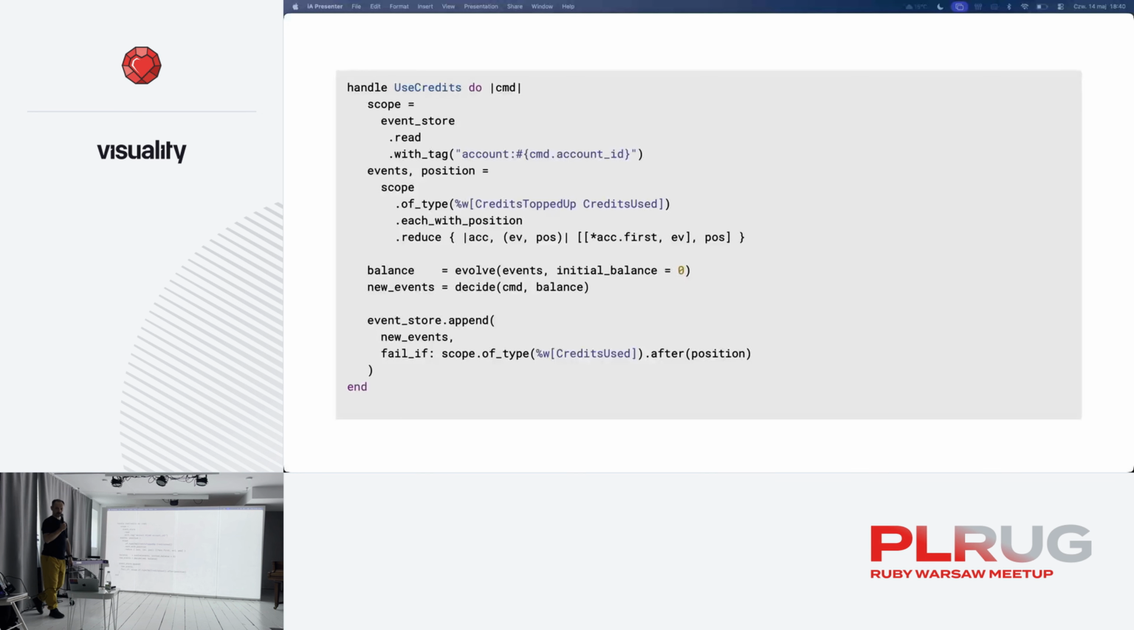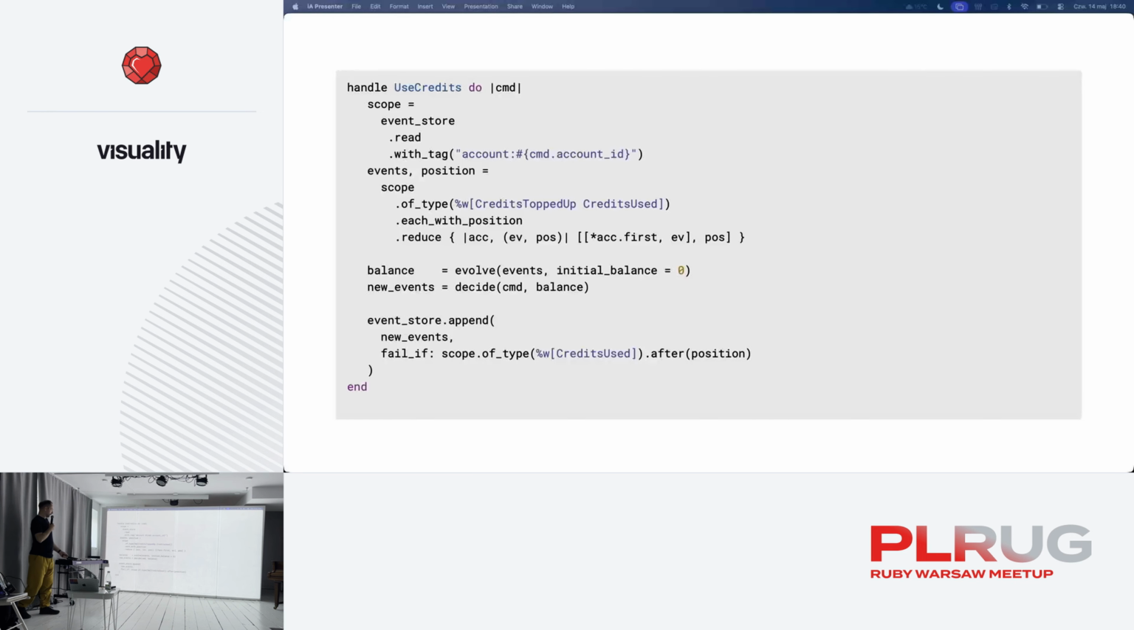Because for the optimistic locking part, here in DCB, we perform a query. We perform a query because the consistency boundary is not related to the model. It's not rigid. It changes from operation to operation. And for this particular operation, we want to fail only if there are new credits used in the list of events that are in our scope, that is, they are tagged with our account ID, and only if that is after the position of the last event that we've read.